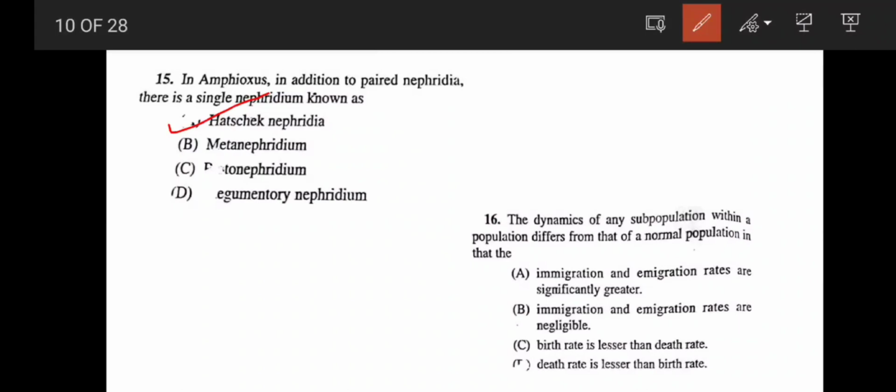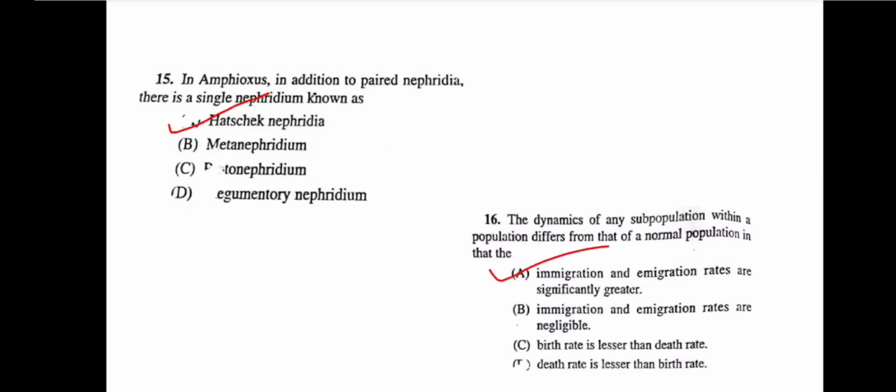Next, the dynamics of any subpopulation within a population differs from that of the normal population in that the immigration and emigration rates are significantly greater.